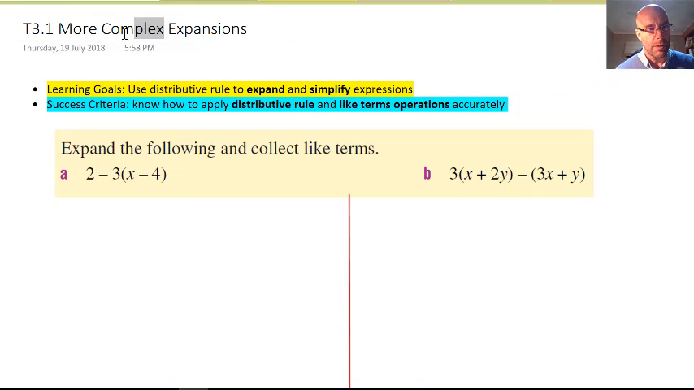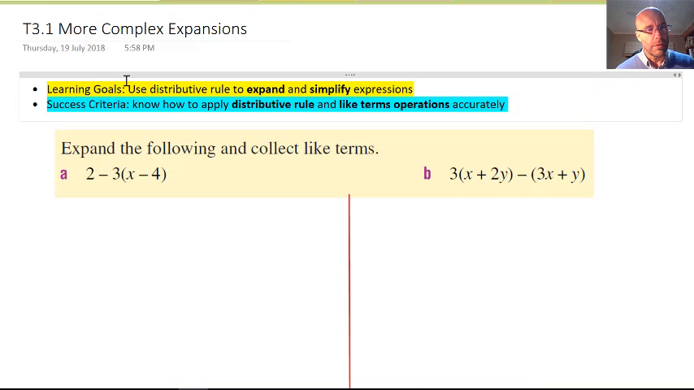Call these ones a bit more complex. So learning goals, basically we're using the distributive rule to expand and then simplify, if we need to, expressions to make them expanded and then simpler. Success criteria. When you watch this video and then you participate in our next lesson, you'll be successful if you know how to apply the distributive rule and operations with like terms accurately.